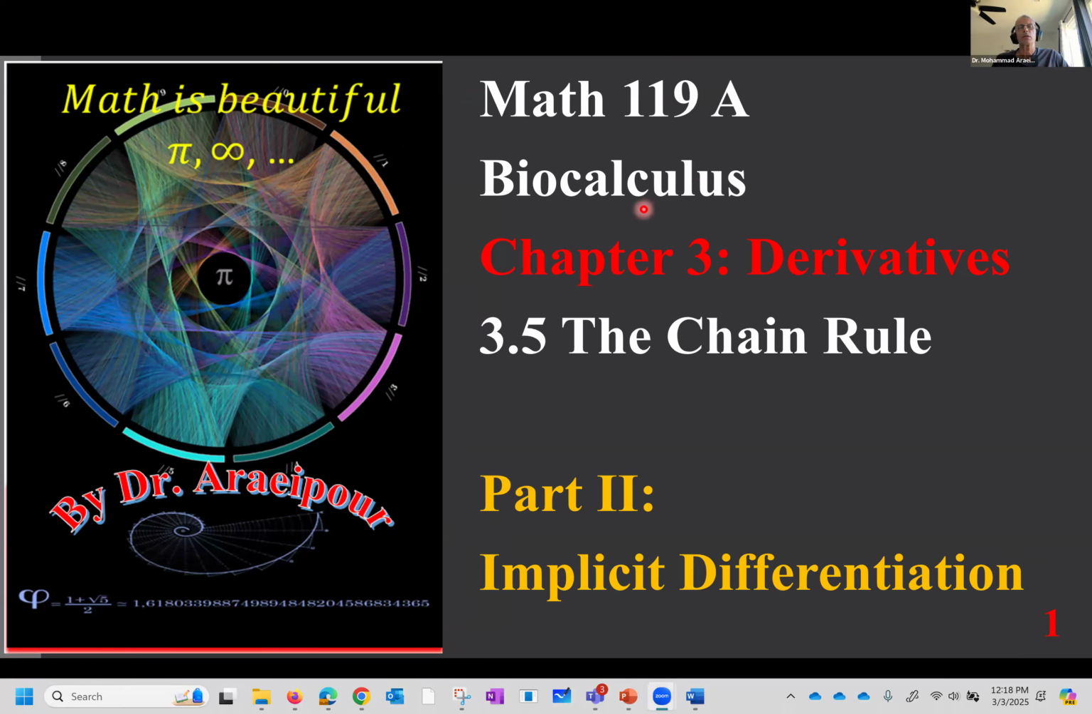Good afternoon, class. We are looking at chapter 3, derivatives, 3.5, the chain rule. The second part of the chain rule is implicit differentiation.